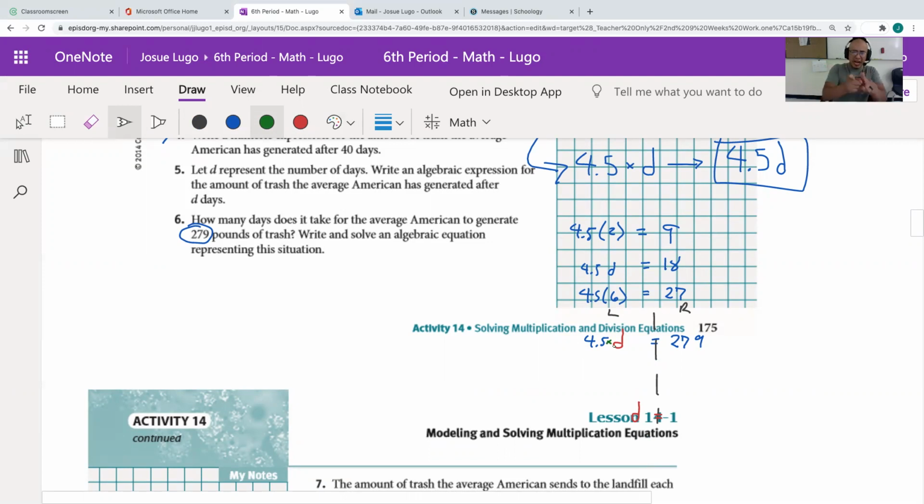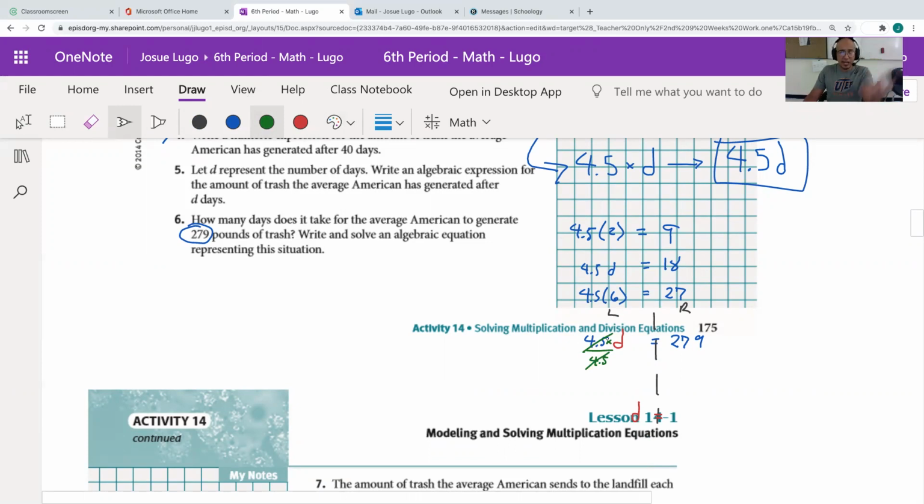Well, when I was adding, I would do the opposite of addition. The opposite of addition is subtraction. So here I am multiplying. The opposite of multiplication, ladies and gentlemen, is division. So I am going to divide by 4.5. Because what is 4.5 divided by 4.5? It's 1. And 1 times d is just going to be d. So that's it. I've isolated the d by doing that.